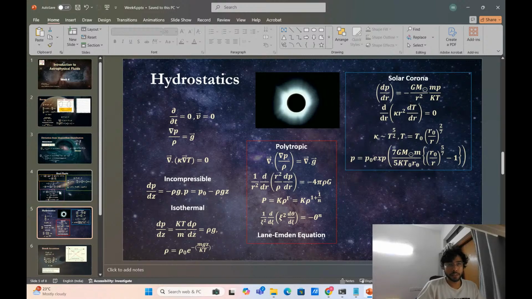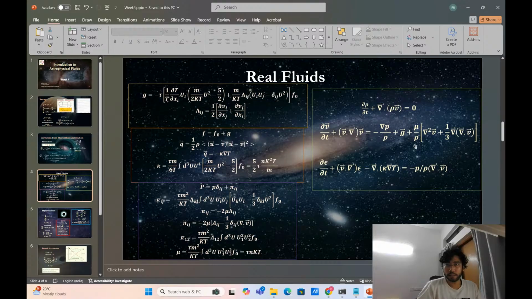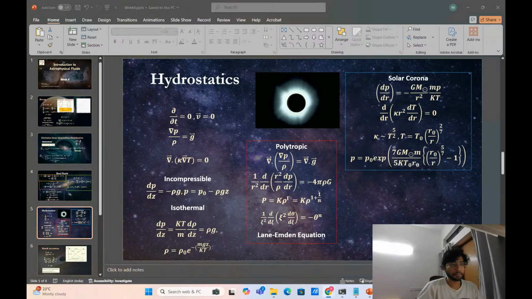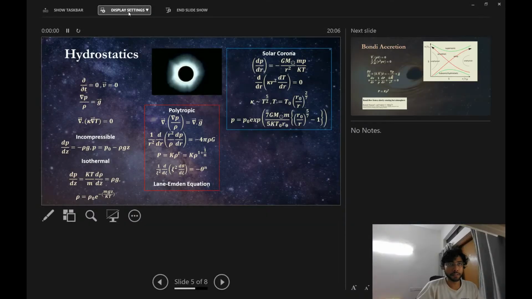So let's look at the Navier-Stokes equation, and put in the condition that v equals zero and del t is zero. So this term vanishes, this term vanishes, this term vanishes. You are only left with del p by rho is equal to g. So g is the acceleration due to gravity, but it could in general be any external force. Let me zoom it out.